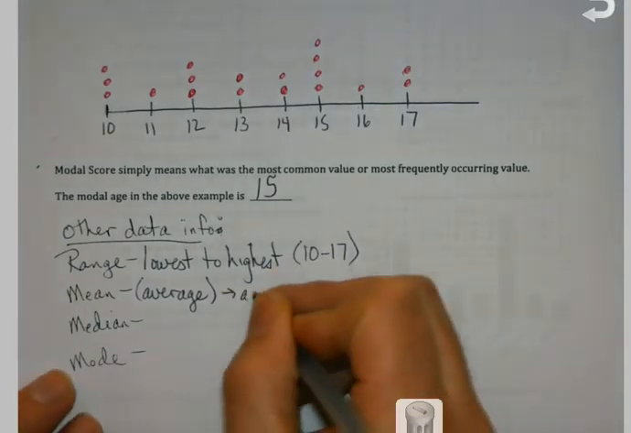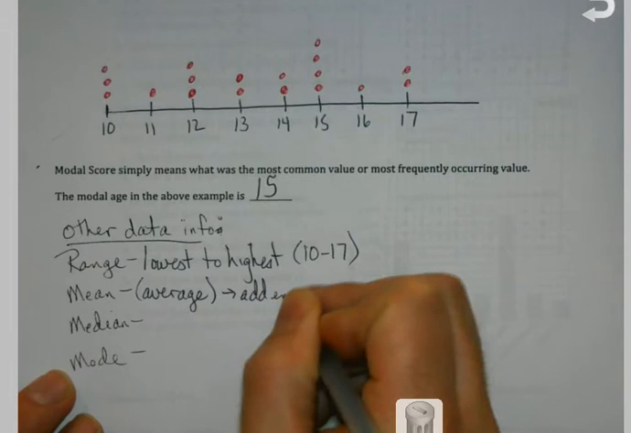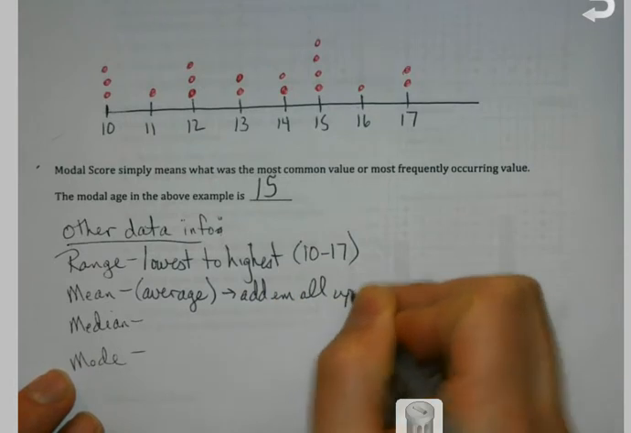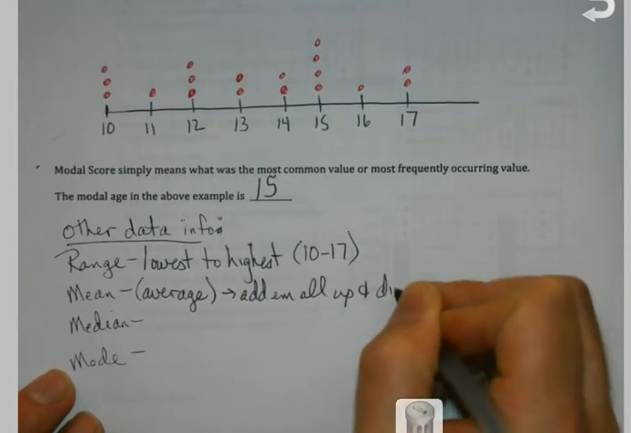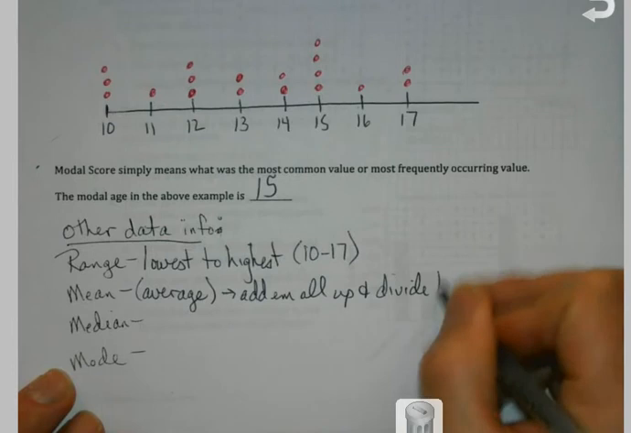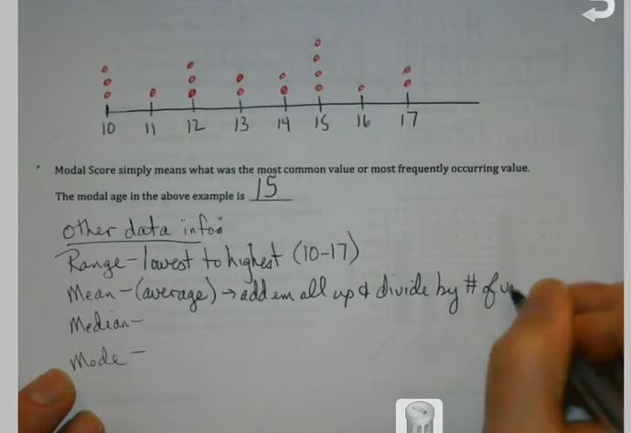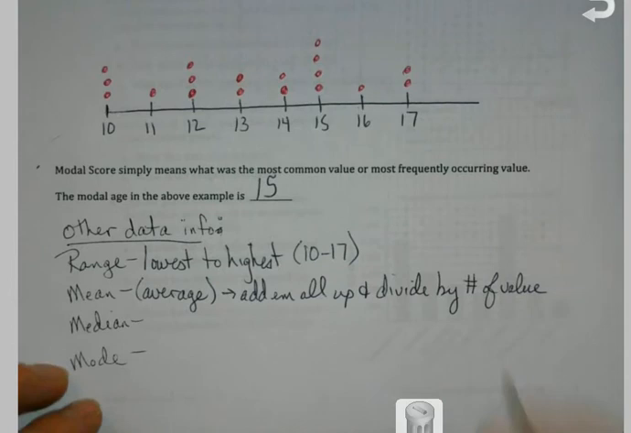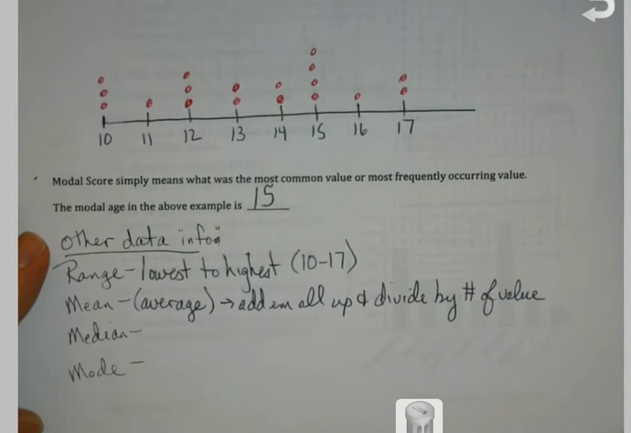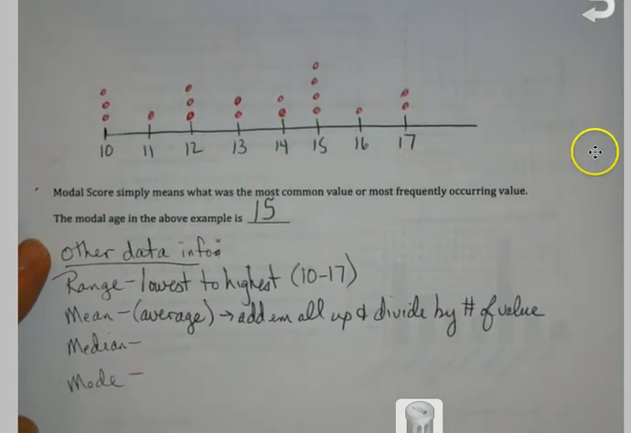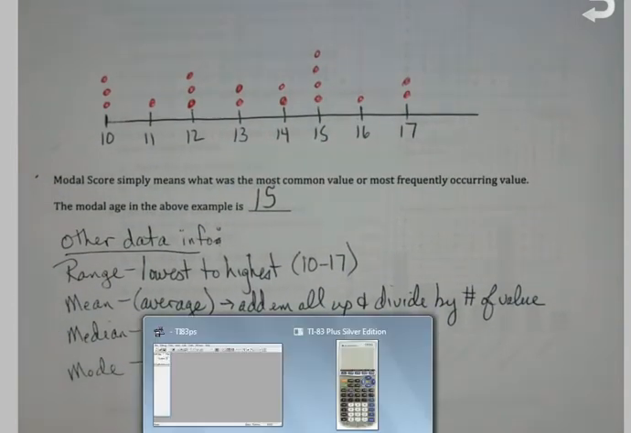Now, how do you find the average of something? We're going to add them all up and divide by the number of values we have, or the number of numbers. So like, for instance, if we were doing that on this one, you're like, oh my gosh, that would take a while. Well, sometimes if I have a lot of data, it might. I'm going to use my dot plot to do this time.